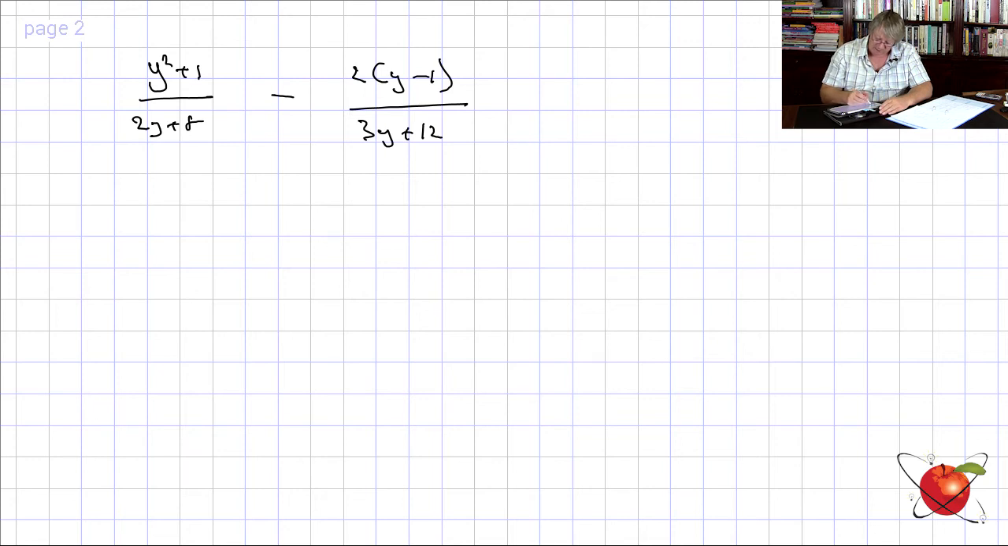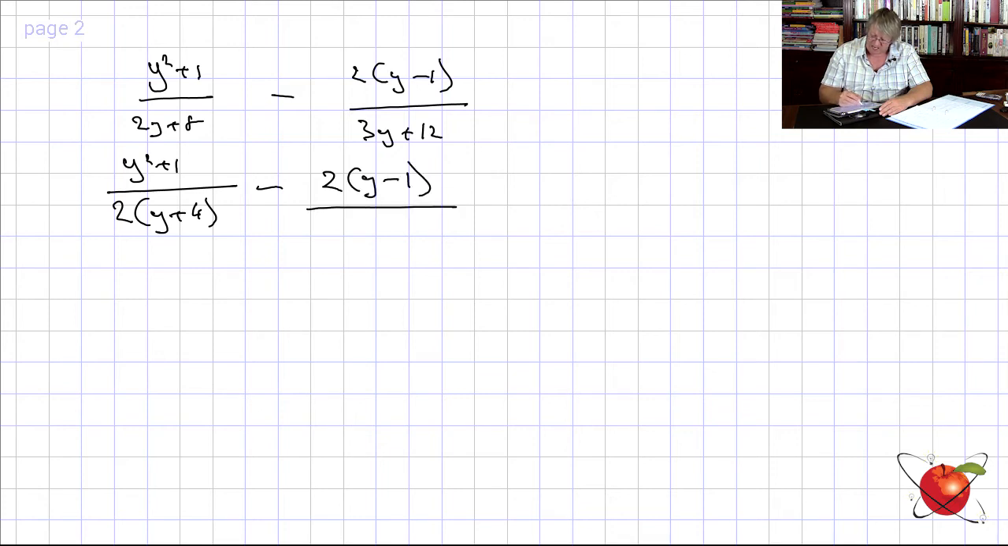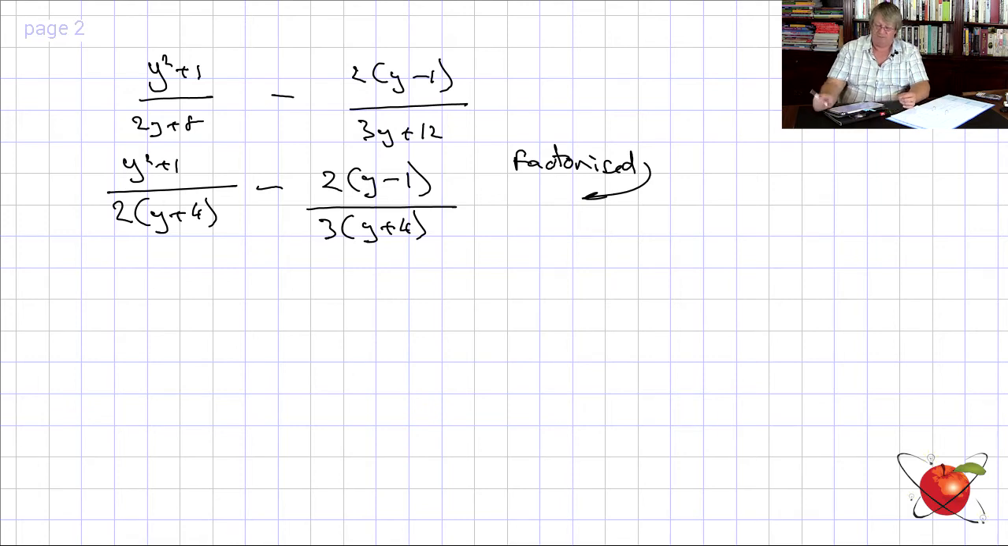And we say, but we can factorize underneath. We can take out a 2, leaving us with y plus 4, minus (2y minus 1), and we can take a 3 out of there, leaving us with y plus 4. Right? Can you see what we've done? We have factorized. That's the next step. Right.